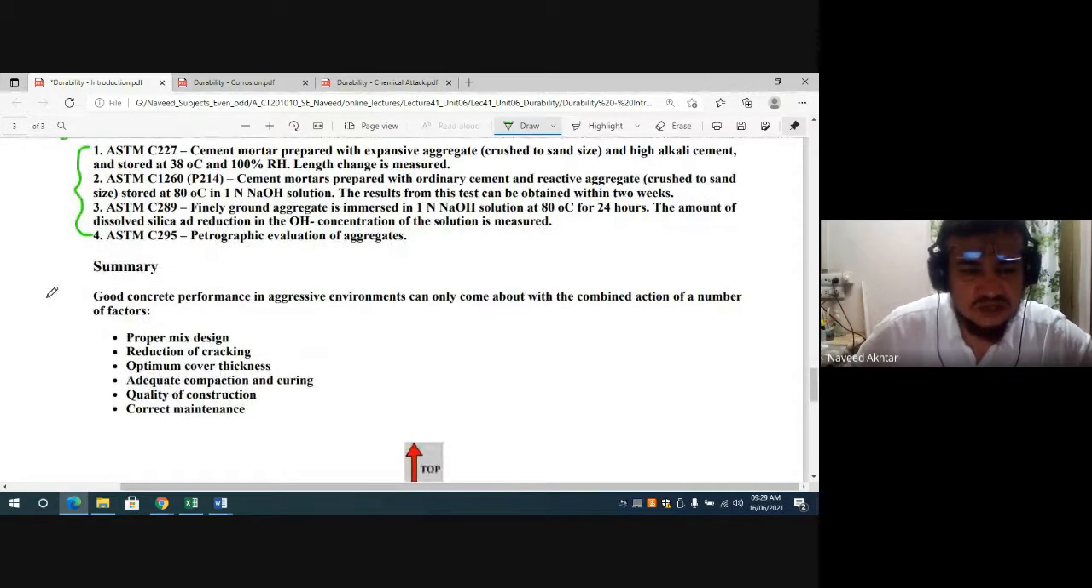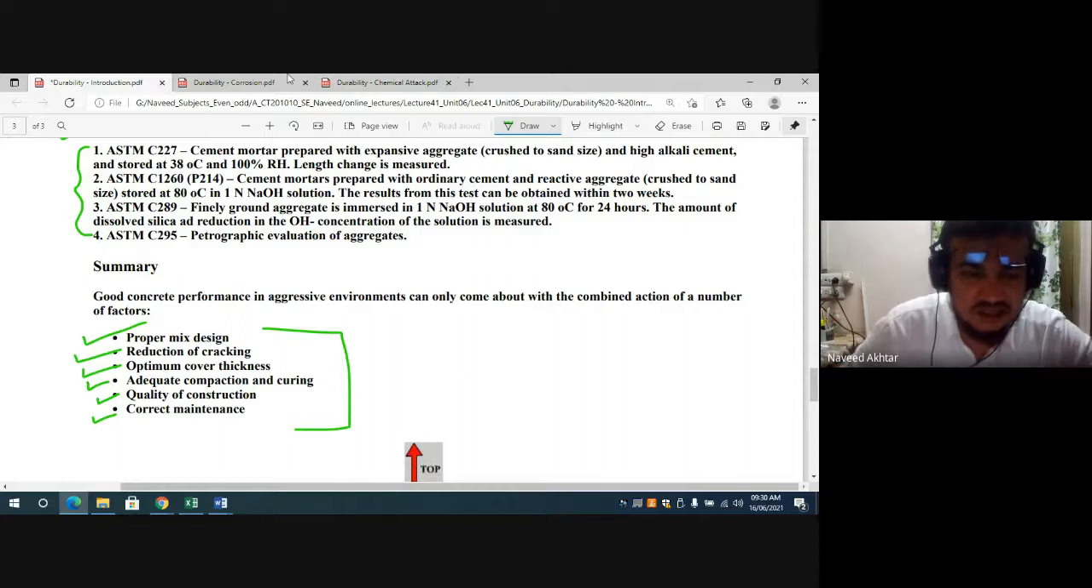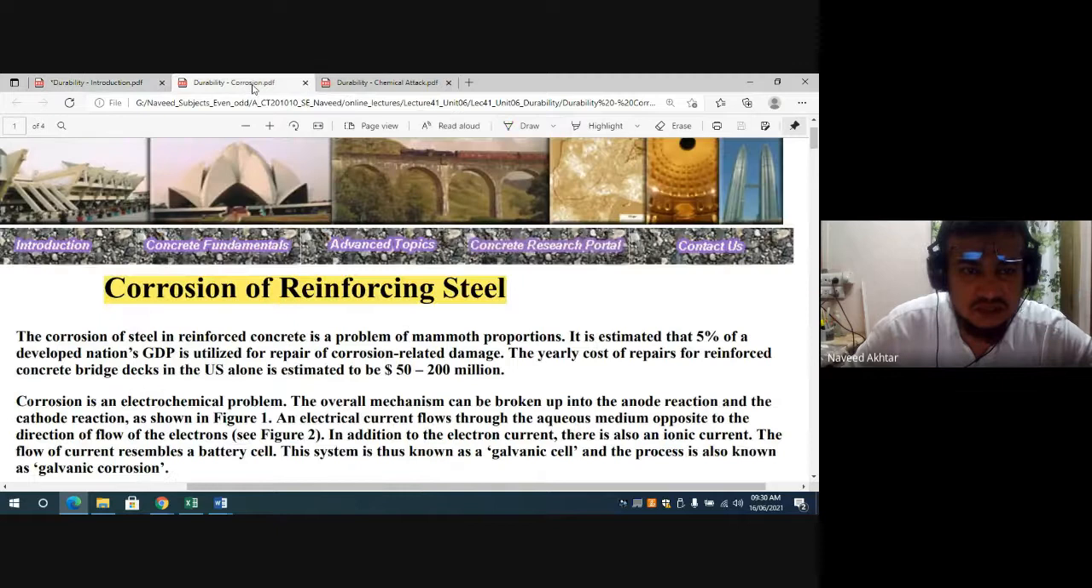So good concrete performance in an aggressive environment can only come about through the combined action of a number of factors. These factors will also affect the durability of concrete: the proper mix design, reduction of cracking, optimum cover thickness, the right cover to the reinforcement, adequate compaction and curing, quality of construction, and the correct maintenance. All these factors will affect the concrete durability, and they should be considered for good durability or high performance.